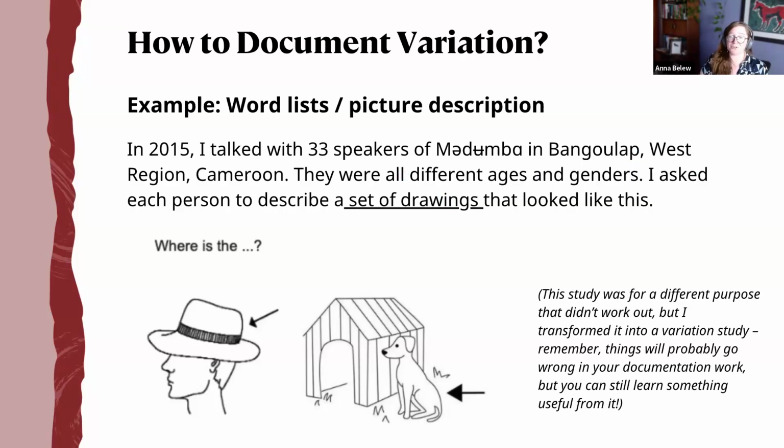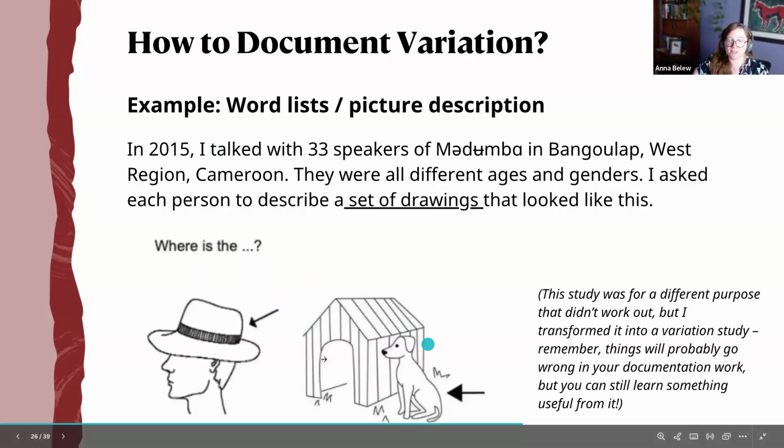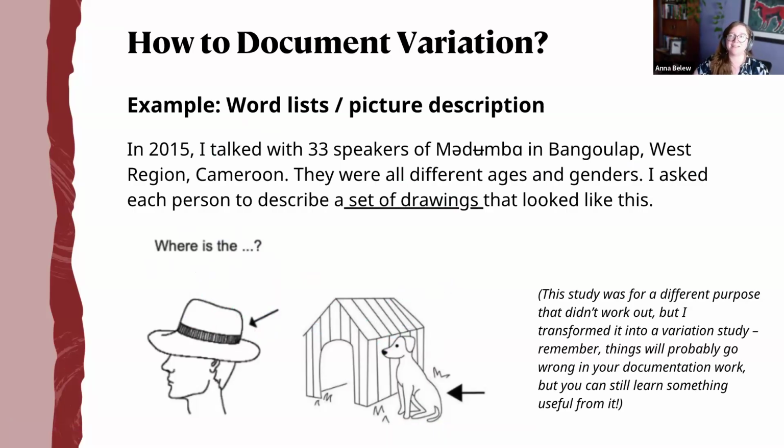These are called the Bowerman-Peterson images, and they're meant to get people to talk about where objects are in space. And they look like this, right? They all show something in relation to another object with a little arrow pointing to one of the things. So this one, it'd be like, where is the hat? For this one, it'd be like, where is the dog? And most people would say something like, the dog is next to the dog house, or the dog is outside the dog house, or the dog is sitting on the ground in front of the dog house, right?